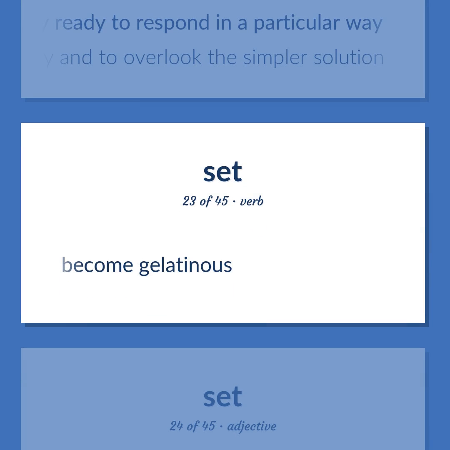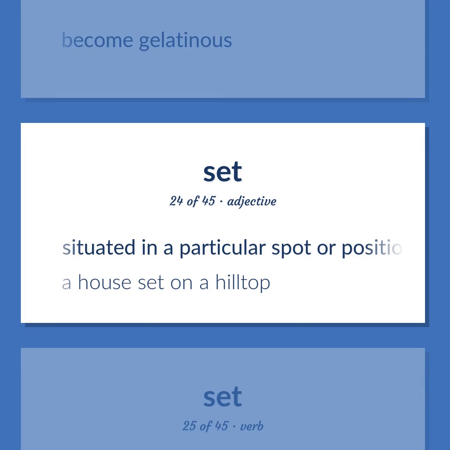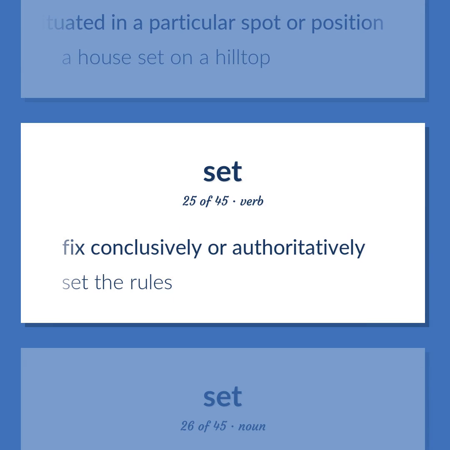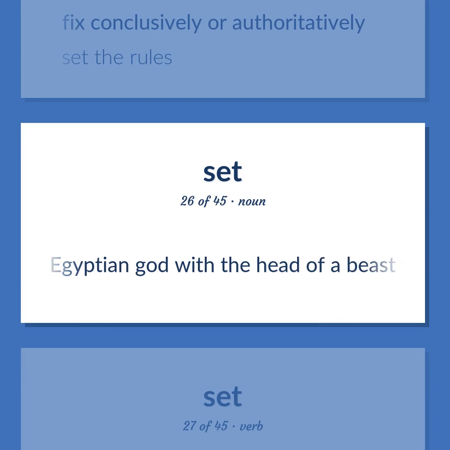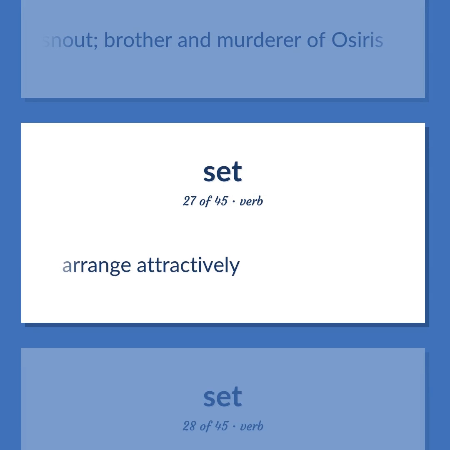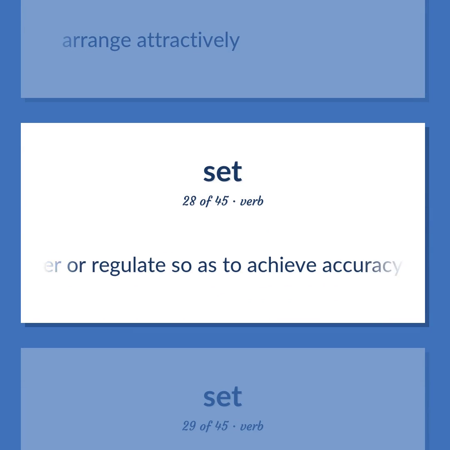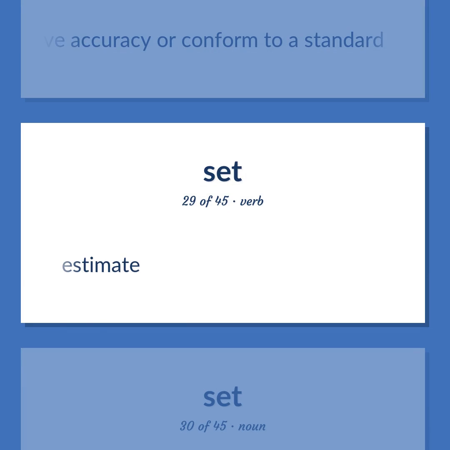Become gelatinous. Situated in a particular spot or position. A house set on a hilltop. Fix conclusively or authoritatively. Set the rules. Evil Egyptian god with the head of a beast that has high square ears and a long snout. Brother and murderer of Osiris. Arrange attractively. Alter or regulate so as to achieve accuracy or conform to a standard. Estimate.